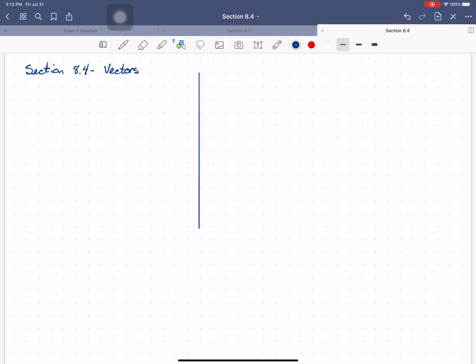So let's say we want to go from this point, which is the point (-3, 1), and consider this point over here, which is the point (4, 3).